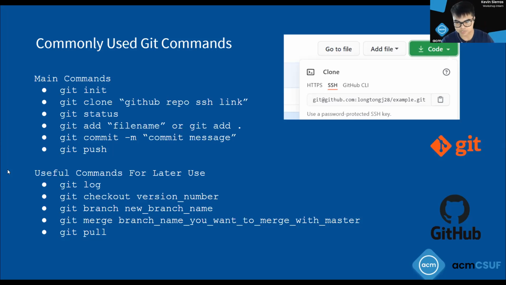And then git pull is pretty simple. You will be using this a lot. This is how you pull your repository onto your local machine. You go to your repository, press the little green button that says code, copy the SSH link, and paste that, and there you go. You have all the code that you need.